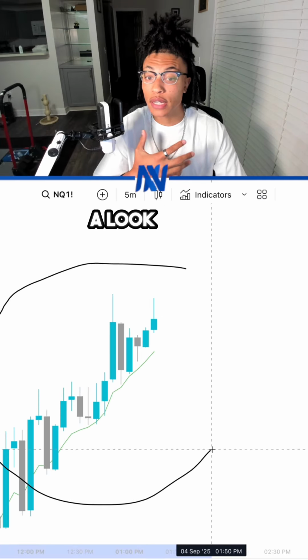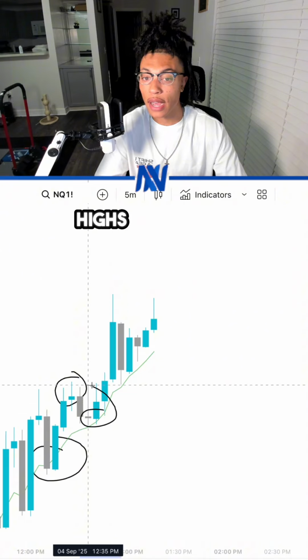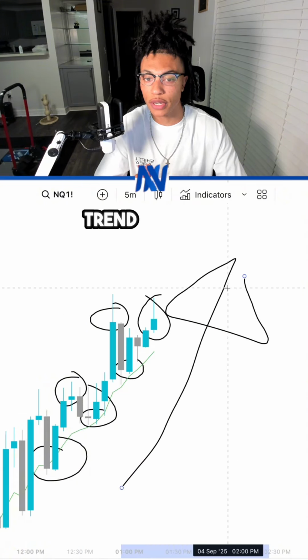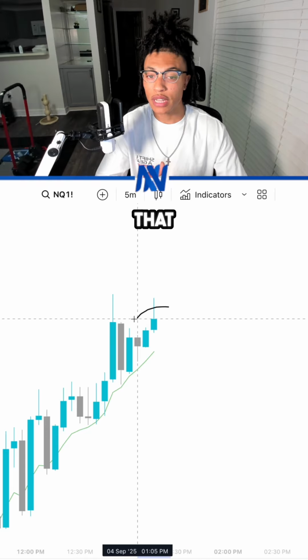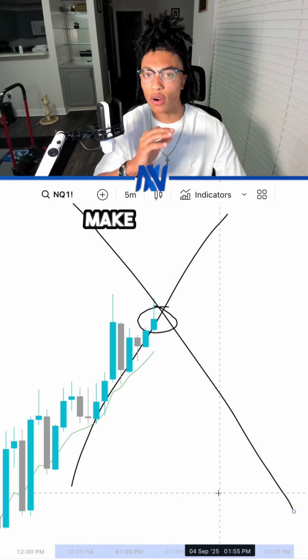Okay, so now let's take a look at this example. First, we need to establish the direction of the trend. So we have higher highs and higher lows being formed over this 8 EMA, which signals a strong bullish trend going to the upside. And since we established that, we have one more step, and it's so easy, but if you get it wrong, it's gonna make or break your trade.